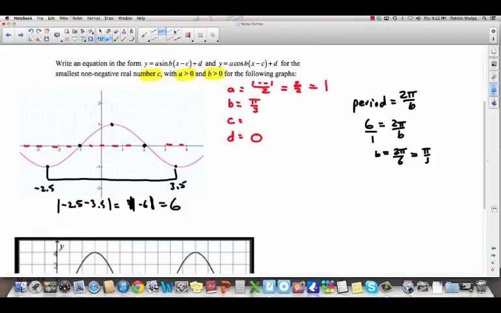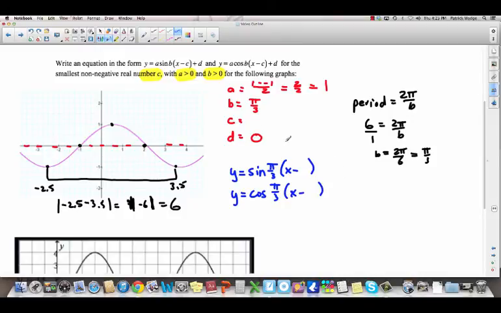Let's actually write a whole bunch of this. What we have is y equals A, but A is just 1, sine B, which is pi over 3, x minus, we know it's minus because C has to be a non-negative number, so this value right here has to be positive, and D is 0, so just like that. And we also can do the same for cosine. Y equals cosine pi over 3, x minus, and there. So we got to figure out what's the C value.